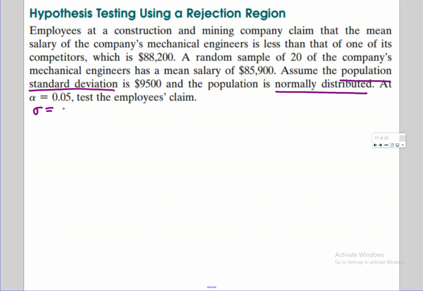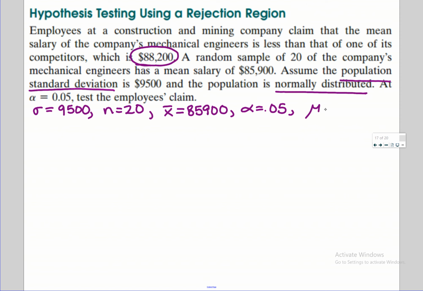All right, so things that I know. Population standard deviation is 9,500. I have a mean salary of 20 people, so my sample size is 20. And from that sample, we get a mean. X bar is our sample mean, 85,900. We have a level of significance of 0.05. And then 88,200 is going to show up in our hypothesis we're going to write in a second. That's the value of the population mean that we're testing.